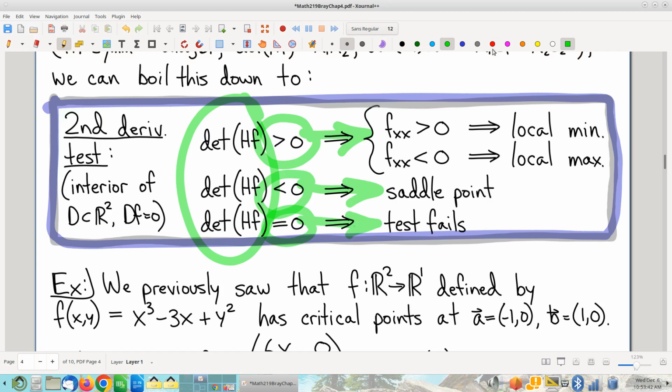Now, looking at the second part of the test, in the case where the determinant is positive, here's the good news. This starts to really look like the single variable second derivative test. You look at the x second derivative. You could use the y if you prefer. It doesn't matter. I'm using the x just for alphabetical order reasons. But positive implies a min, negative implies a max. So kind of familiar looking. And again, it's an algorithm. It's a plug and chug thing.